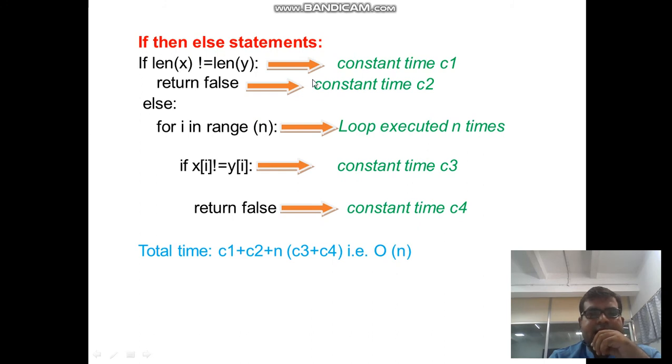If then else statement, this is a logical statement. If length of x is not equal to length of y, it will take constant time C1. Return false will also execute and take constant time C2. Then this line will repeat n times, and this will take C3 and C4. So the total time is C1 plus C2 plus n into C3 plus C4. So we exclude all the constants, and our efficiency is O(n).